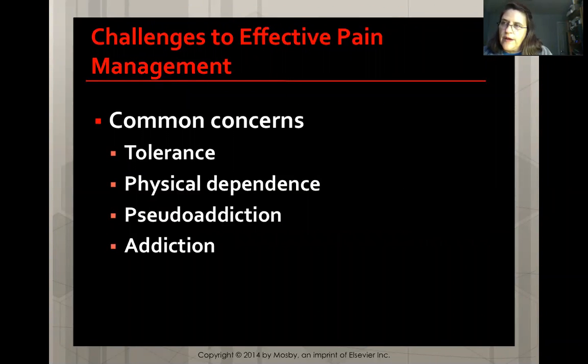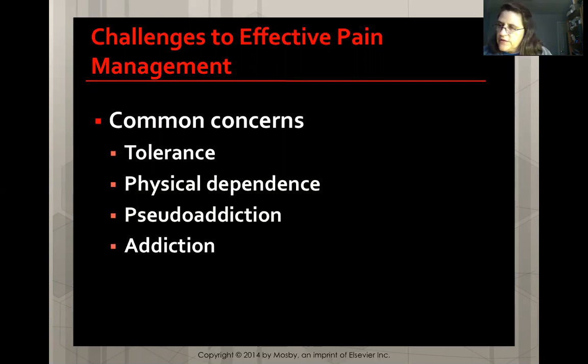Common concerns about effective pain management are that the patient will build up a tolerance to a variety of drugs, that they will build up a physical dependency, and there are physiological responses to ongoing exposure to pharmacological agents that are manifested by withdrawal syndrome, that there can be a pseudo-addiction, and this is caused when the patient exhibits behaviors that look like they're seeking drugs when really they're seeking pain relief because their pain relief has not been adequate.